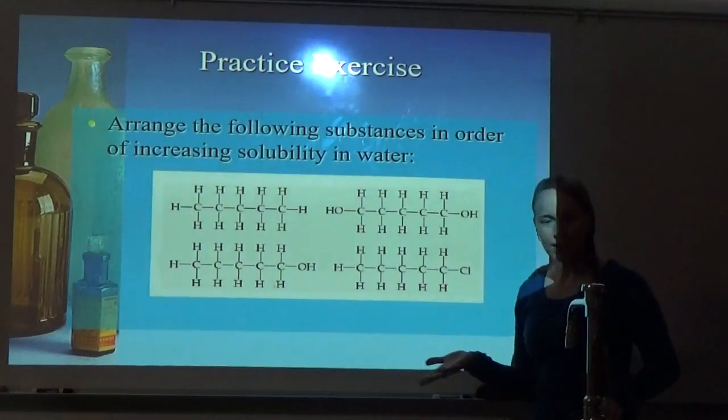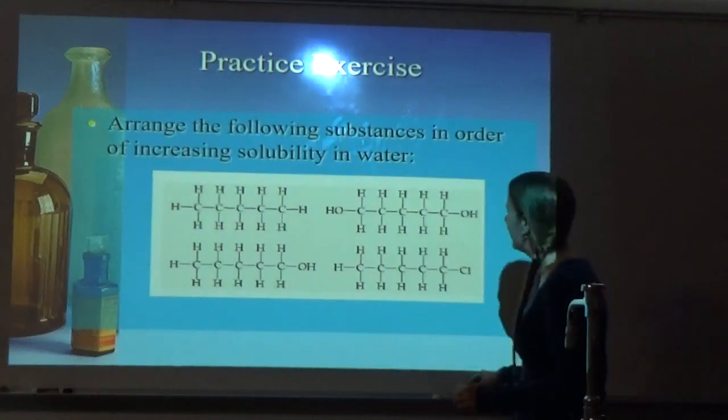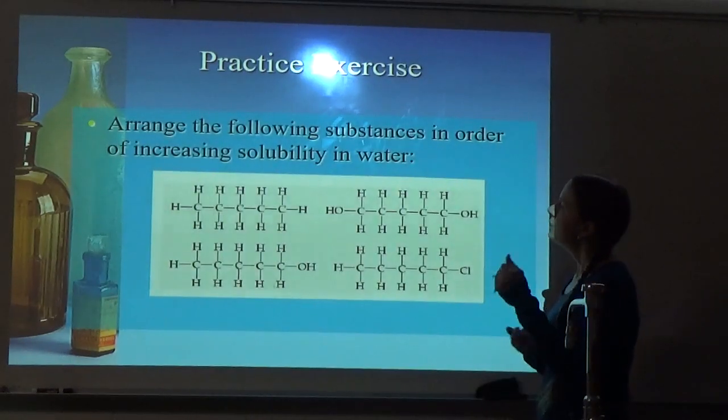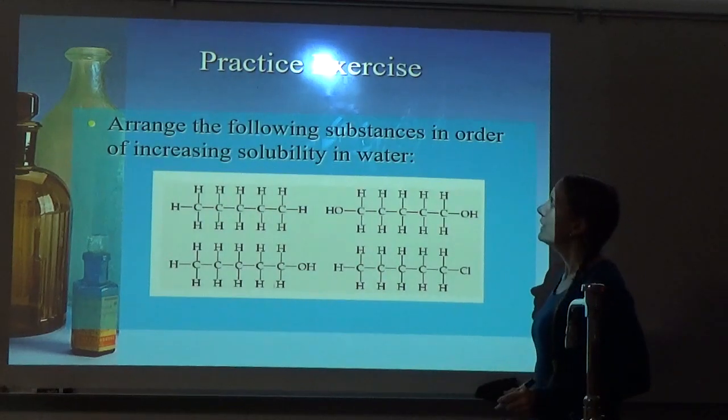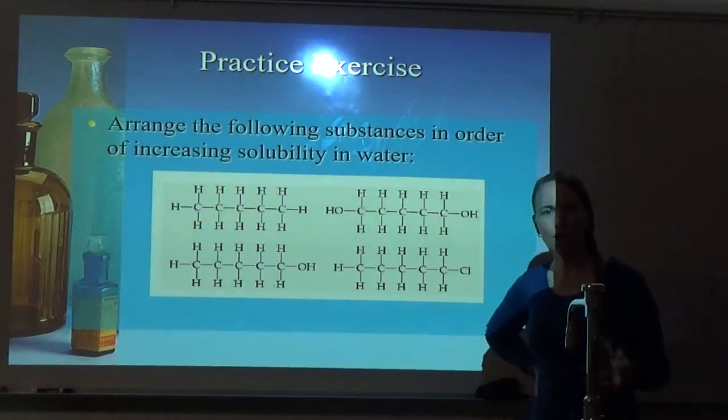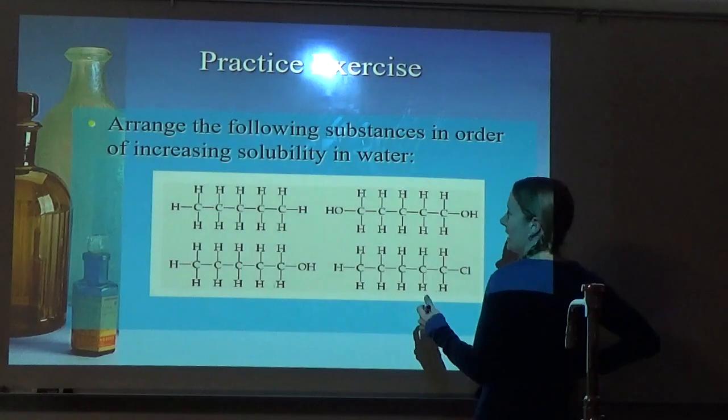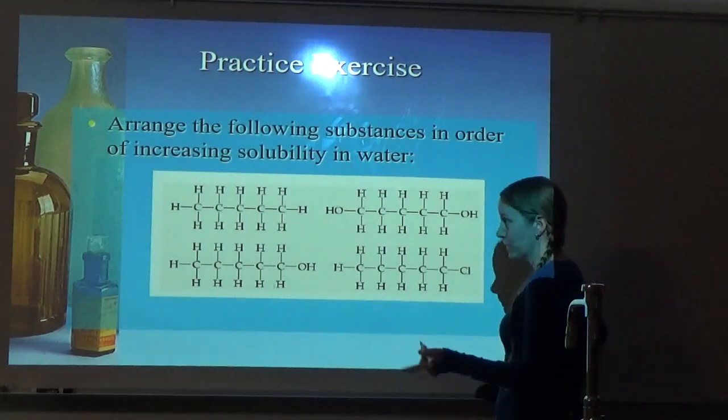All right, so you try the next one. I'll assume you've paused it and done it, and we'll look at it together. It says, arrange the following substances in order of increasing solubility in water. I'm just going to call them 1, 2, 3, 4. So 1 is not very soluble, 4 is really soluble.